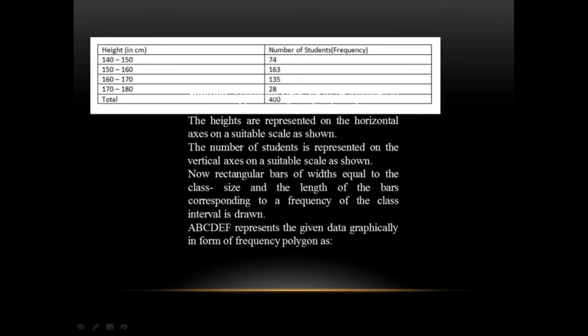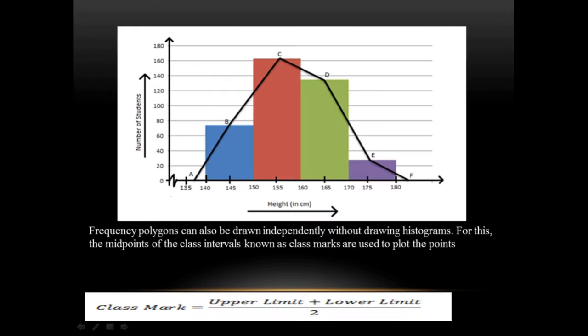The heights are represented on the horizontal axis on a suitable scale as shown. The number of students is represented on the vertical axis on a suitable scale as shown. Now rectangular bars of width equal to the class size and length of the bars corresponding to the frequency of the class interval are drawn. A, B, C, D, E, F represents the given data graphically in the form of a frequency polygon.